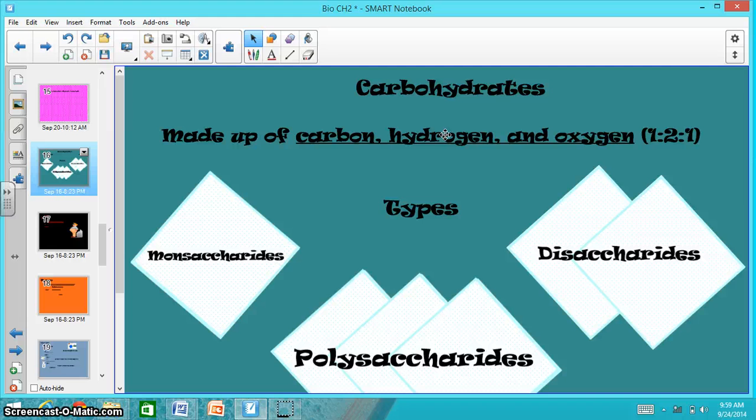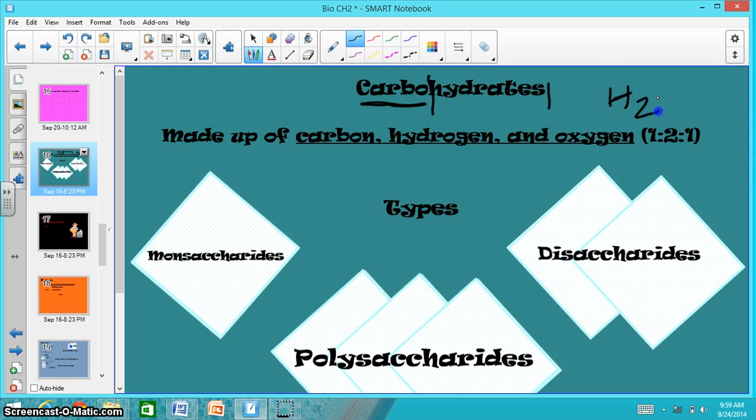If you look at the first part, the carbo part, that comes from the carbon. And then we're left with hydrates, okay? Think of hydrates, you think about water. And when you look at the 2:1 ratio of hydrogen and oxygen, that's where it comes from, carbon attached to water.